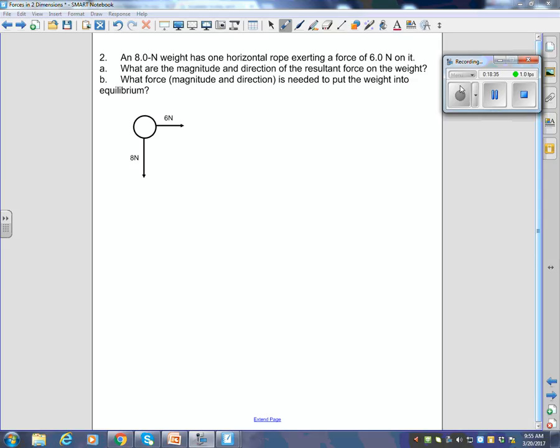Has one horizontal rope exerting a force of 6 newtons. What are the magnitude and direction of the resultant force? What force, magnitude, and direction is needed to put the weight in equilibrium? So the equilibrium is going to be like that, right? So your first step is to find the resultant, right? So I'm going to add 8 and 6. That's going to be called my R, right?